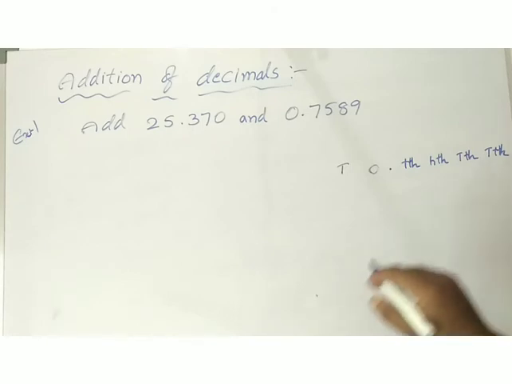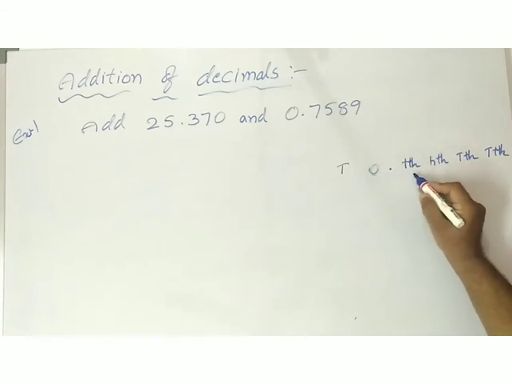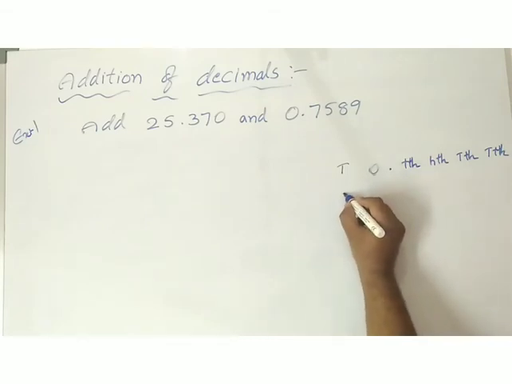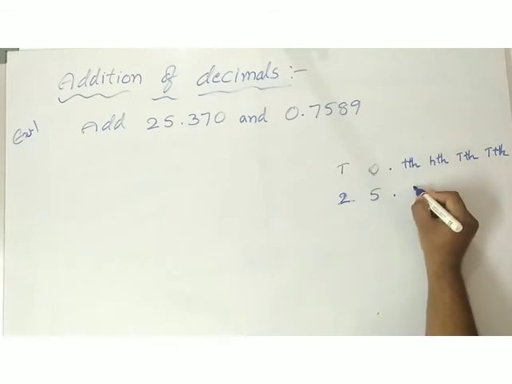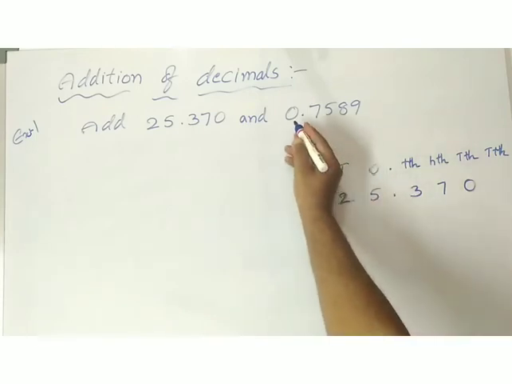Everybody observe here. See the question: 25.370 and 0.7589. Before the decimal there are 2 digits, and after the decimal there are 4 digits. So I wrote the place values here: before the decimal, ones and tens; after the decimal, tenths, hundredths, thousandths and ten-thousandths. Now I am writing the number 25 because I want to add the decimals. See 3, 7, here 0.